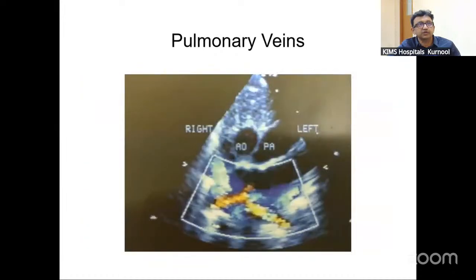So with the color on, this is how it will appear. The blue color hasn't come out that well, but this is the blue flow, and these two are your red flows. So the 4 pulmonary veins are opening into the left atrium.